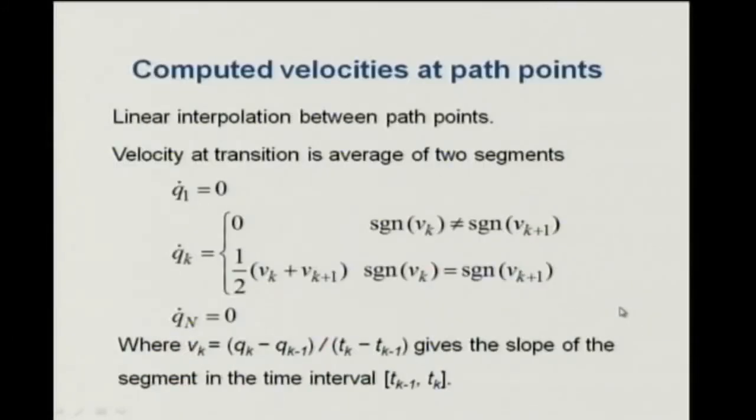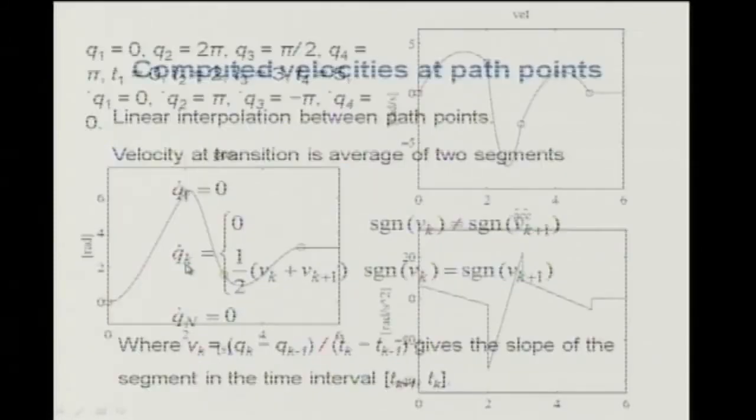So once you have it in this form, the rest of the derivation is very similar to the earlier case. Instead of specifying q dot k, you are essentially computing q dot k. Sir, v_k is the desired velocity at the k point and q dot k plus 1 is the desired velocity at the k plus 1 point.